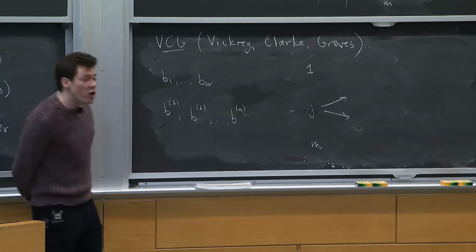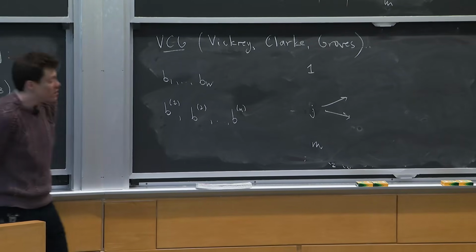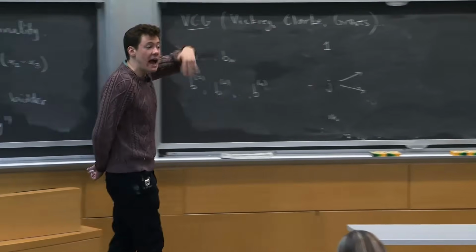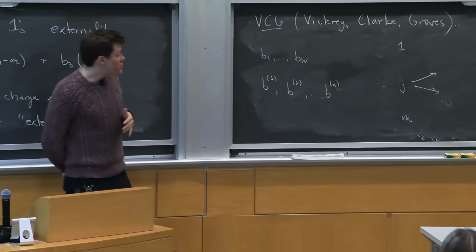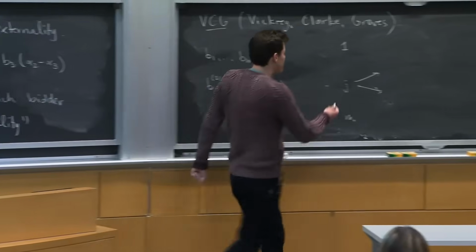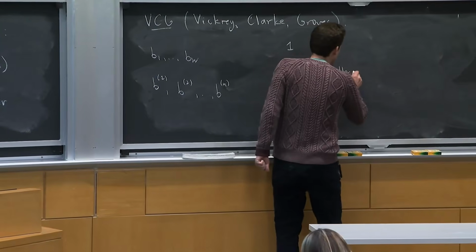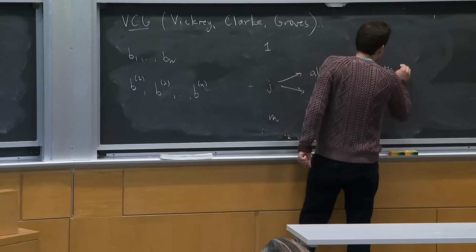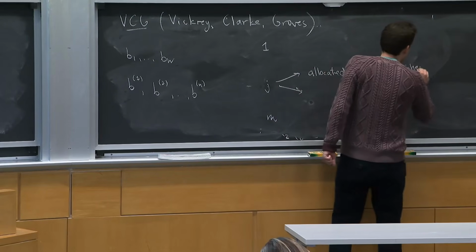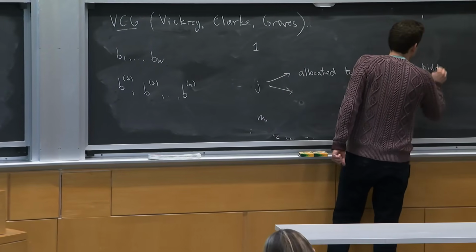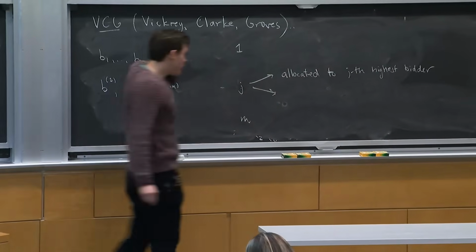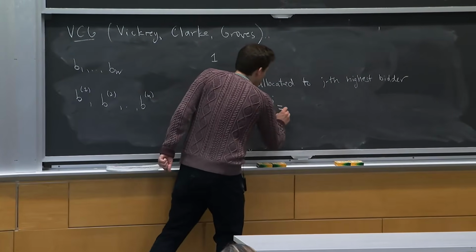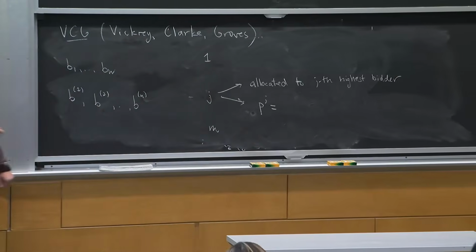Well, the j slot is going to go to the jth highest bidder, as before. So the allocation rule is going to be the same as the second price auction. I allocate the jth best slot to the jth highest bidder. But the tricky thing is the payment. So maybe I'll call it PJ. And remember, this is a payment per click.